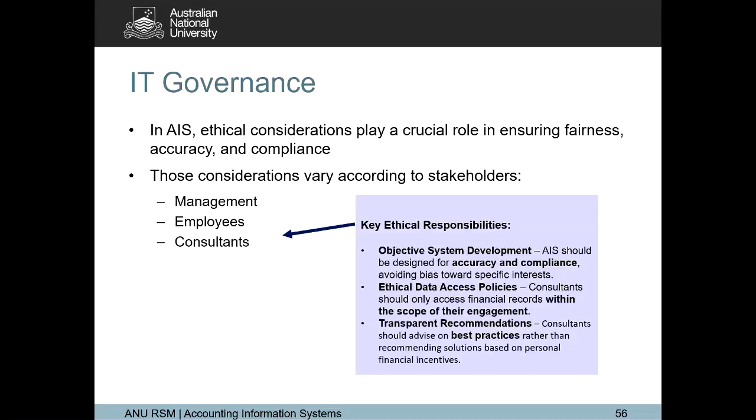Yeah, and then transparent recommendation. Consultants should advise on best practice rather than recommending a solution based on personal financial incentive. You have to be careful. We are dealing with information asymmetry here. You do not know as much as they do, and they can just suggest anything to you. This is why you need to do your own research, and it's very important. Once you have engaged a certain consultant, you understand their values as well.